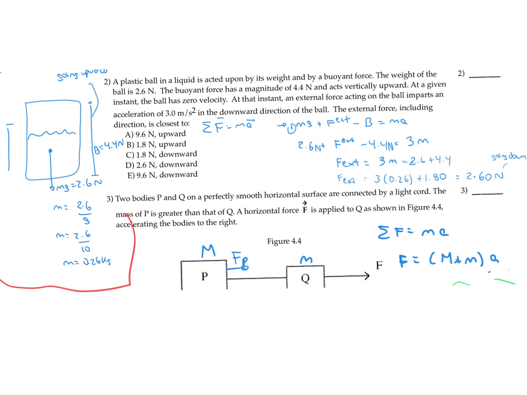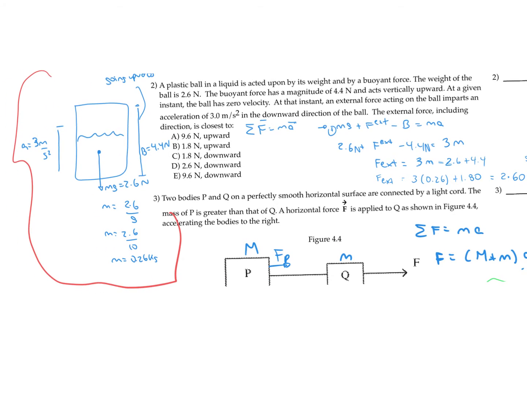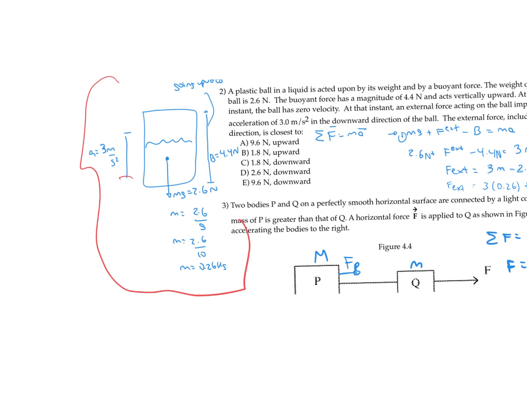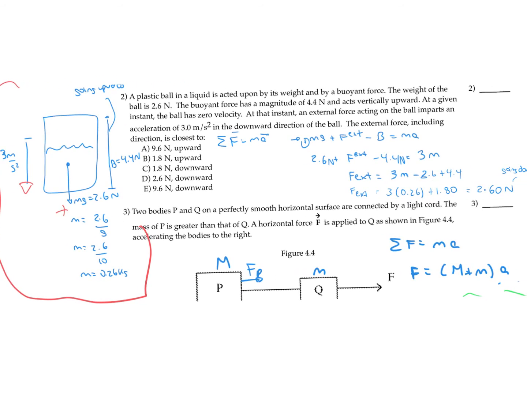So based on Newton's law, the sum of all the forces equals mass times acceleration. We encounter the weight, which is going down, and the acceleration is going down as well. That makes the weight positive, and then plus the external force, what we're trying to find, minus the buoyant force, which in this case is going upwards, based on the question, all equals ma.